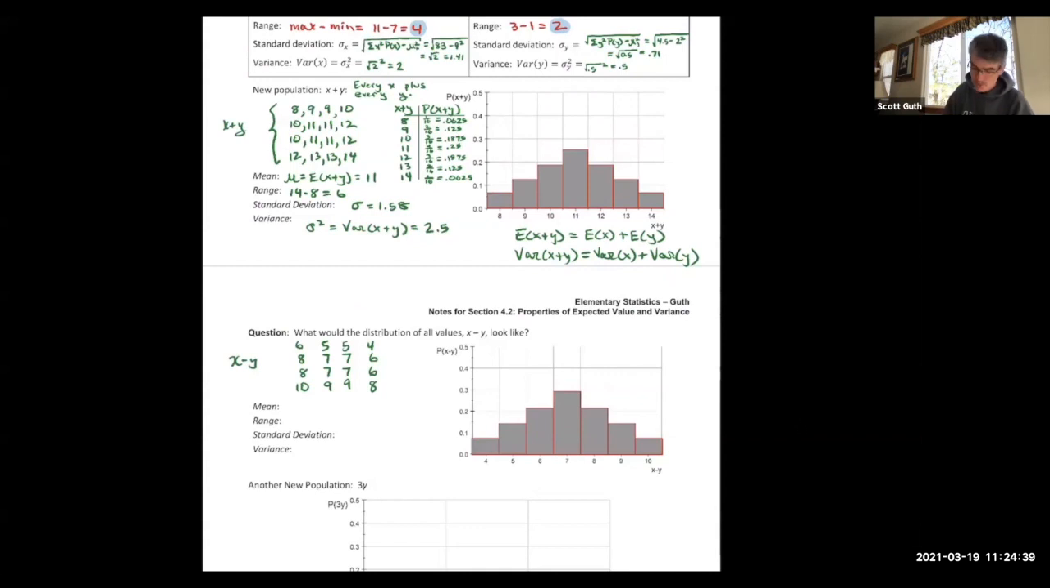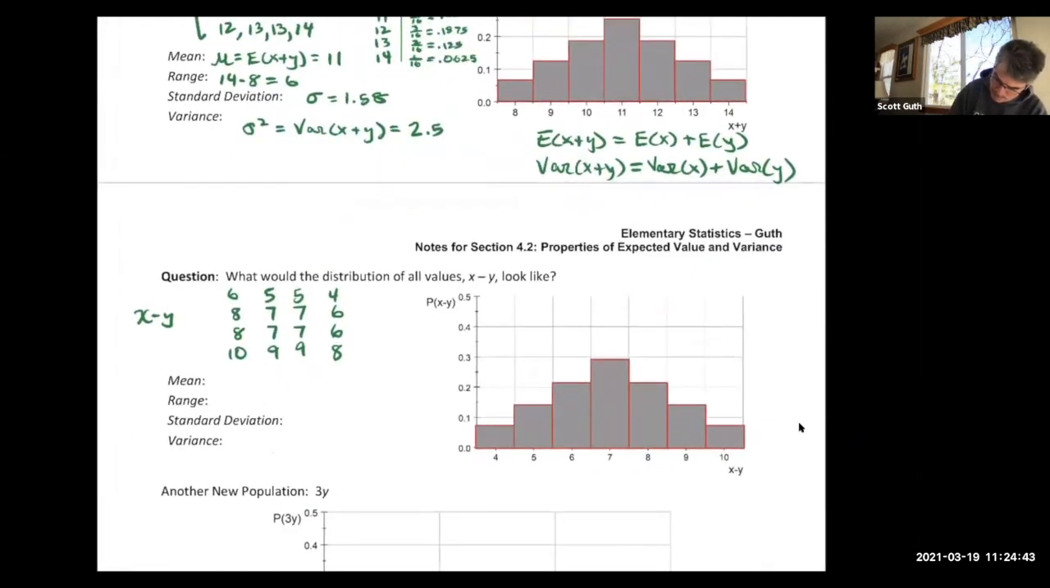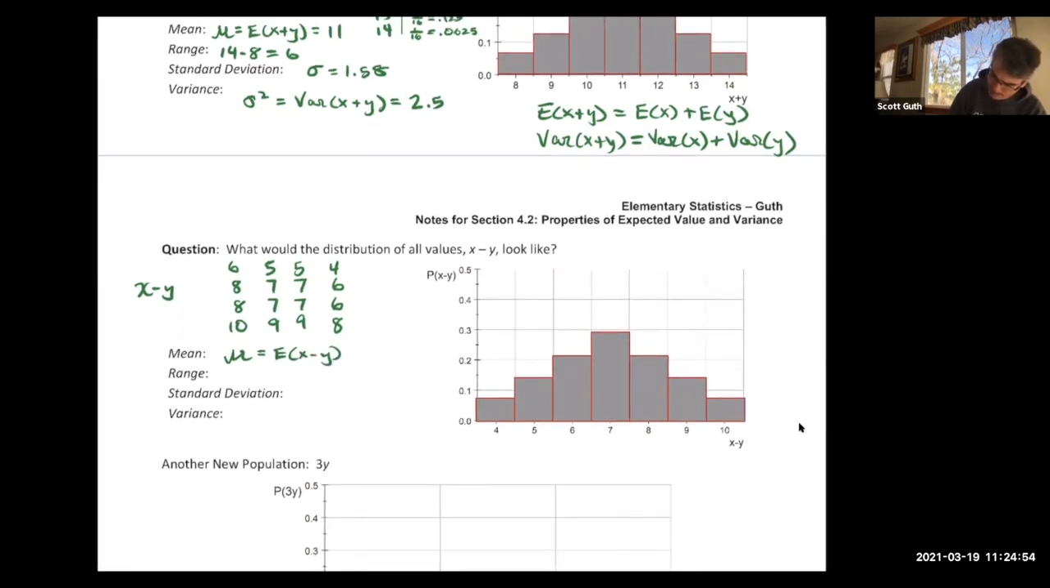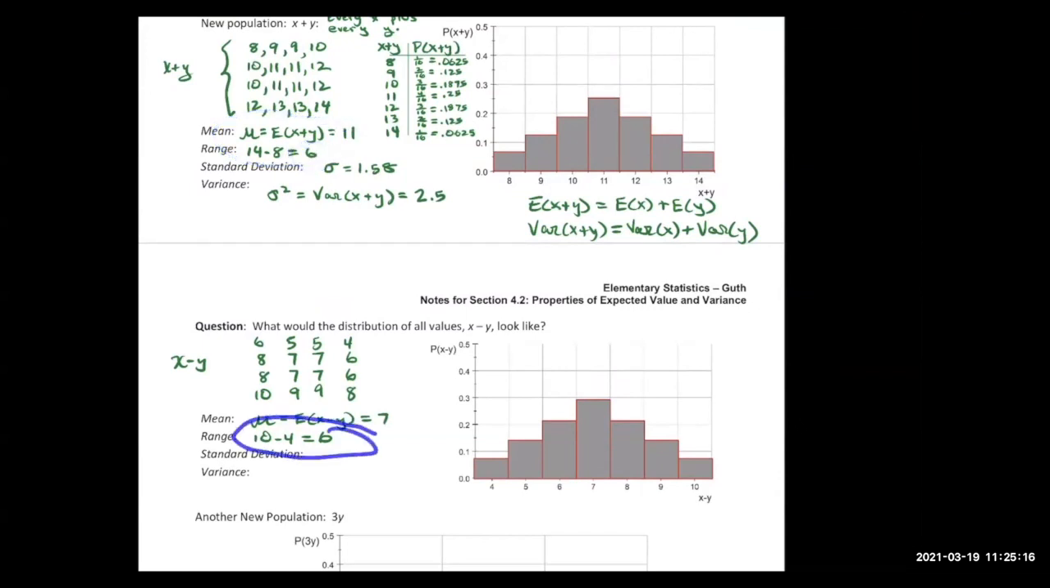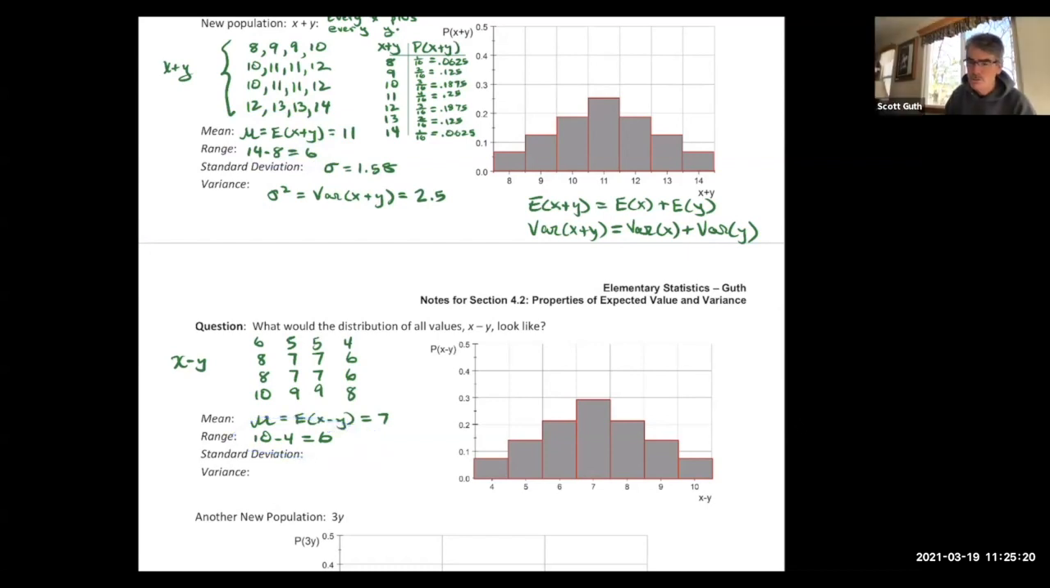So 7's the mean. So this is the mean. I'll call it mu, but it's the expected value of x minus y. Okay, and that's 7. The range is from 4 to 10 now, so you would do 10 minus 4, and that's 6. Notice it's exactly the same width as before. Whether you add the values, the range is 6, or subtract the values, the range is 6. It has exactly the same distribution shape, so it must have the same width, which means the standard deviation would be the same. The standard deviation will still be sigma equal to 1.58.